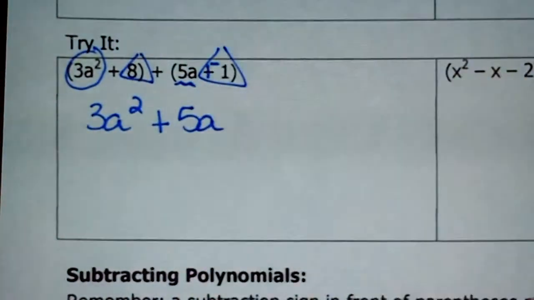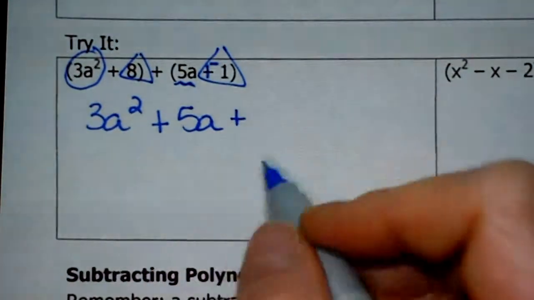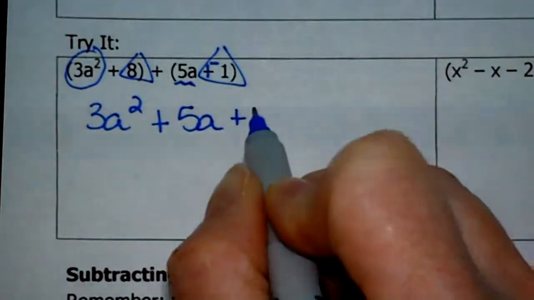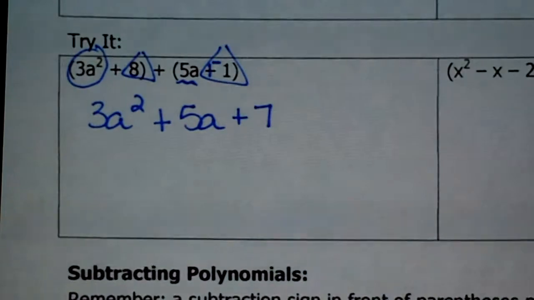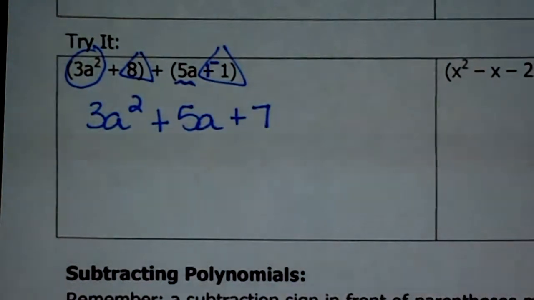And then I have 8, I have negative 1. When you take 8 plus negative 1, it is 7. Done. All right, move over.